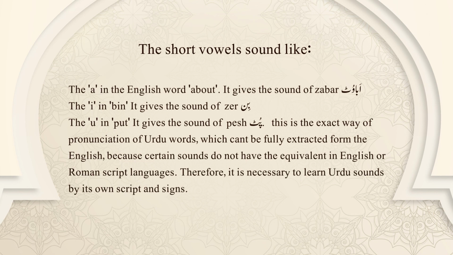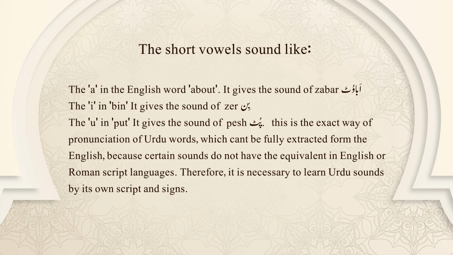In our lecture during B group, we told you that short vowels sound like, for example, the A in the English word about. It gives the sound of zabar. If we write this word in Urdu script, or Persian Arabic script, we will insert zabar on alif and it will become about.